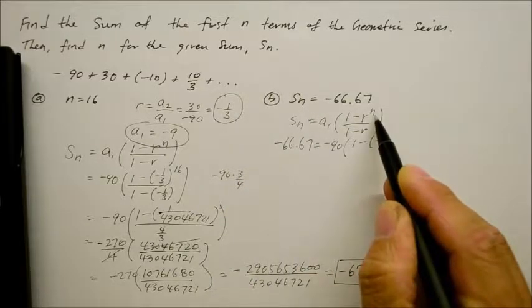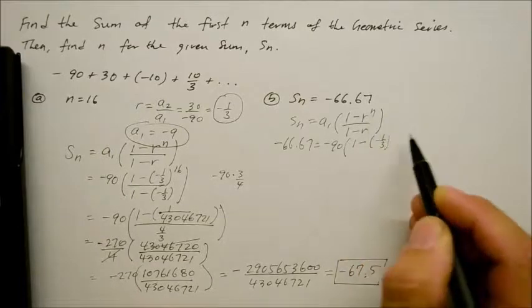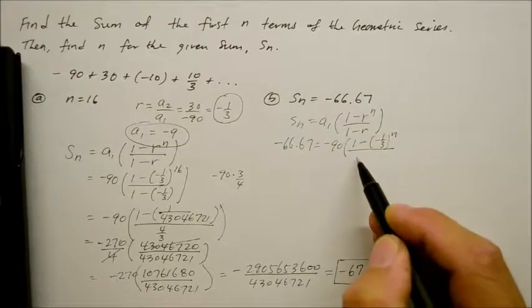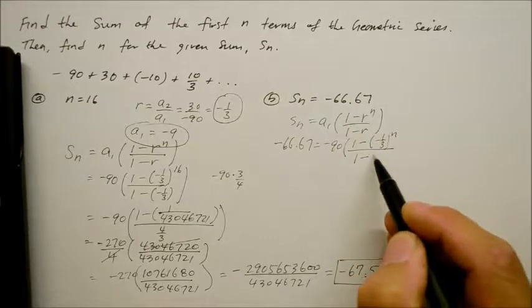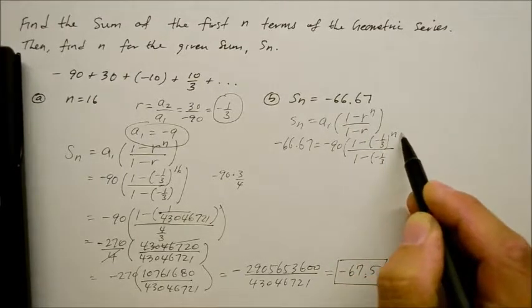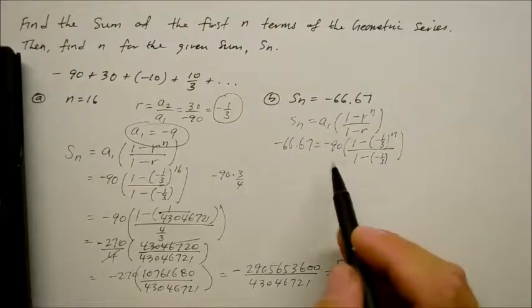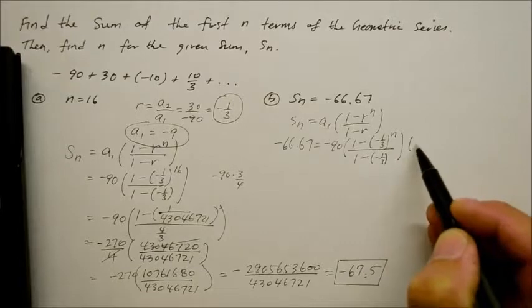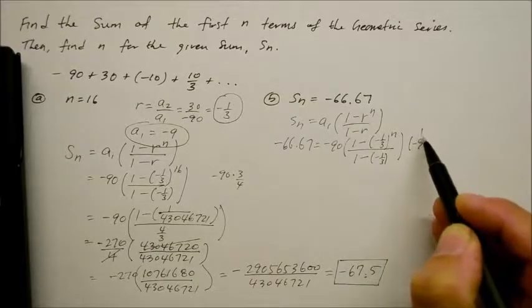Now we don't know what the n is. That's what we're trying to determine, so we leave it as an n. Over 1 minus the common ratio again, negative 1/3. And we're going to start evaluating. In this case, I'm going to get rid of the coefficient negative 90 by multiplying both sides of the equation by negative 90. I mean, 1 over 90.